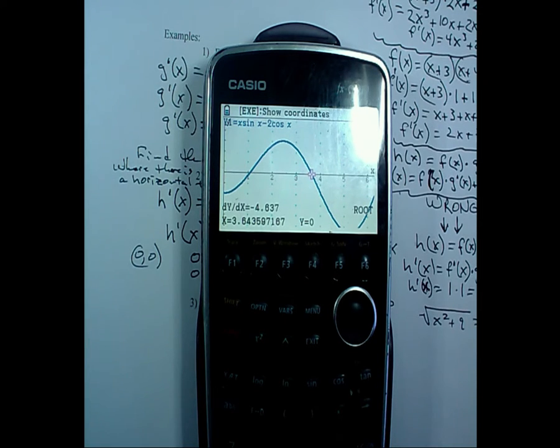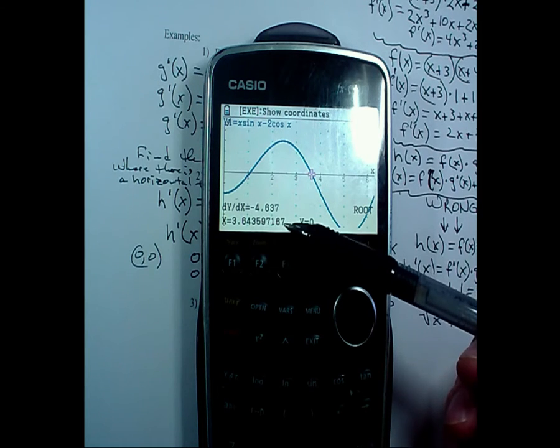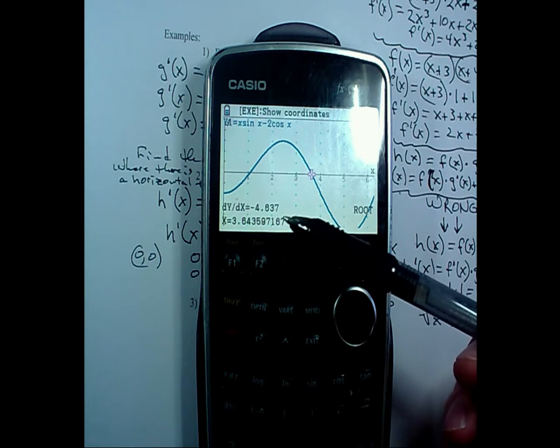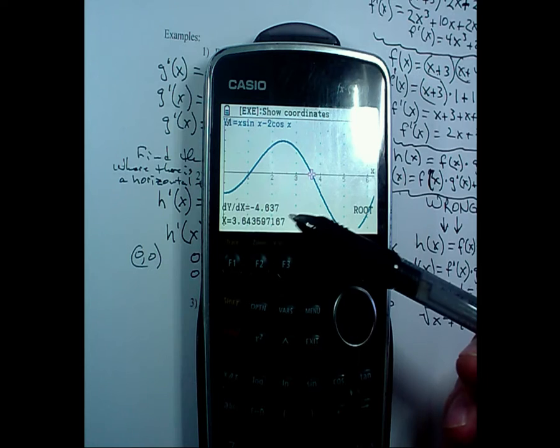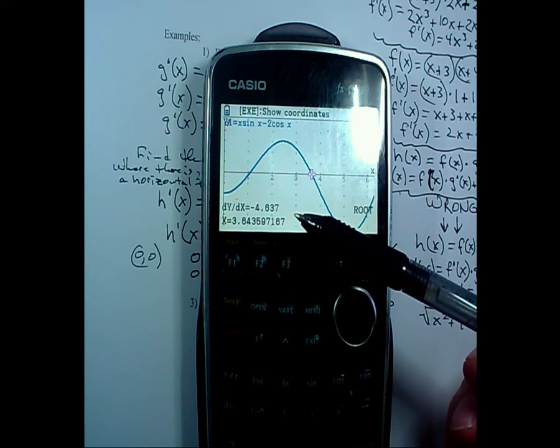Casio people, I also want to point out, notice on mine, it says dy/dx equals a negative 4.637. Casio people, what is that? It's the derivative. It's the blank of the blank. Blank. It's the slope of the tangent line. It tells you that automatically, isn't that? Does yours say that? Would you like it to say that?